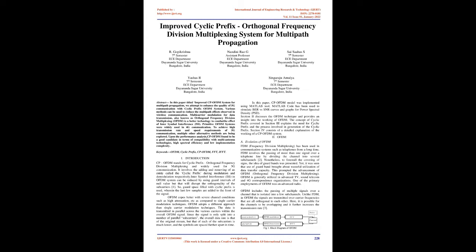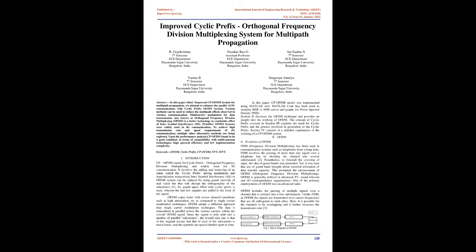Various methods can be used to reduce the multipath effects observed in wireless communication. Multicarrier modulation for data transmission, also known as orthogonal frequency division multiplexing, OFDM, is a better technology to combat the effect of inter-symbol interference, ISI. Primitive OFDM systems were widely used in 4G communication.